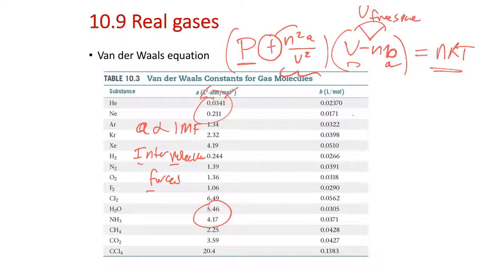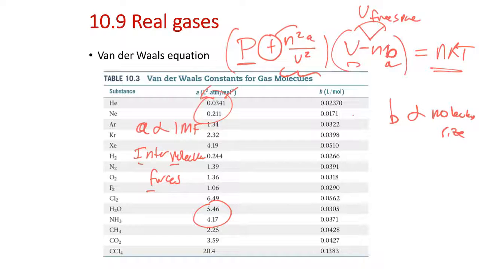V minus nb is correcting for the free space issue. It's correcting for the size of the molecules. So b is proportional to molecular size or atomic size. A larger noble gas is bigger than a smaller noble gas, so b is proportional to the size or the molar mass of the atom. We also see that if you stretch out atoms and have three nuclei instead of one with a relatively similar mass, b grows in size as well. Having multiple nuclei will take up more space than having just a single nucleus.